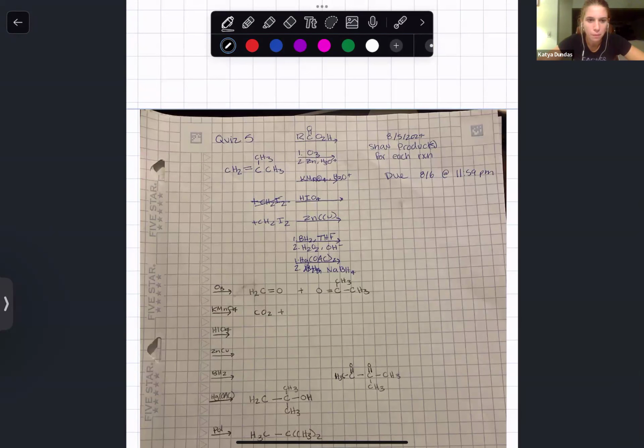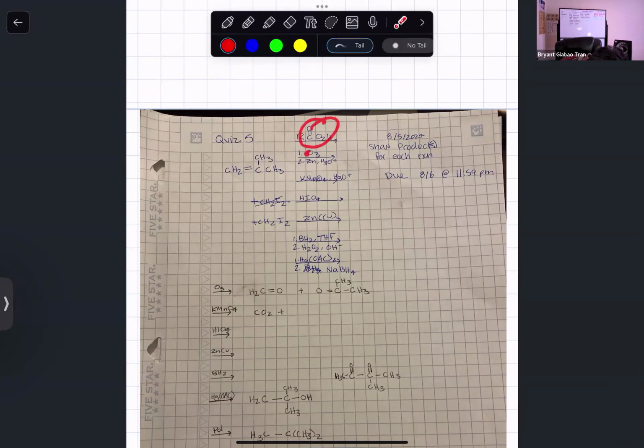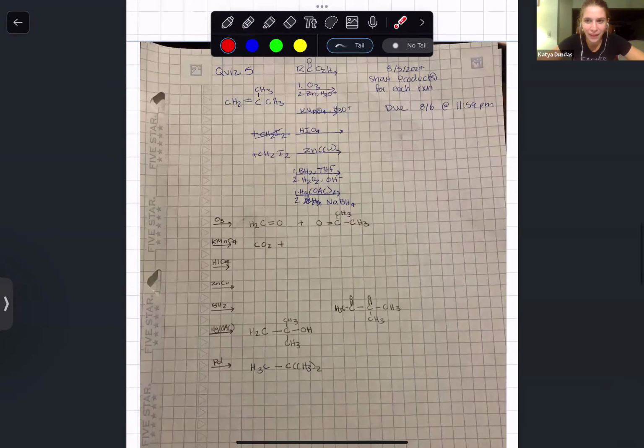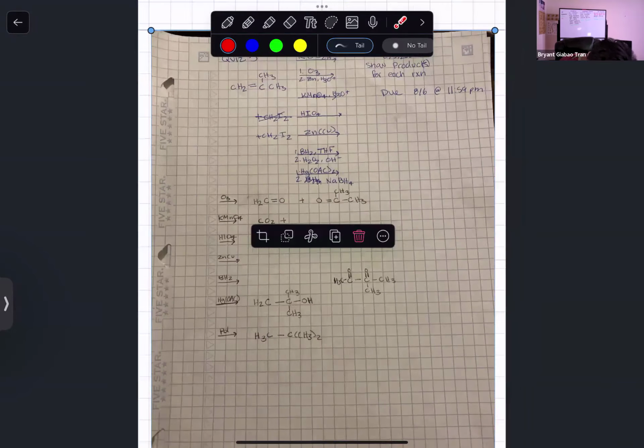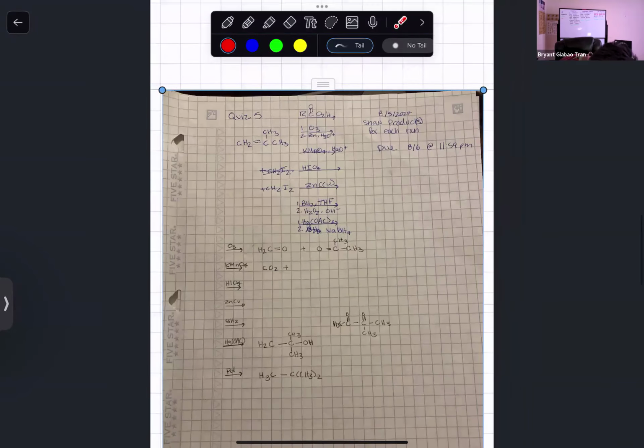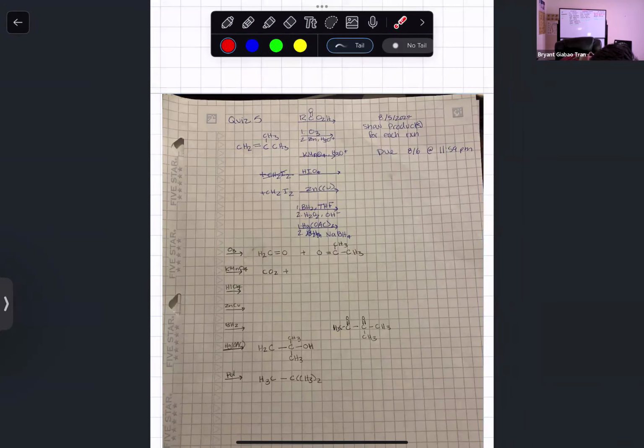Baeyer-Villiger reaction, ozonolysis, permanganate, hydroiodic, zinc, copper, oxidation, mercury. Okay, let's do it like this. 1, 2, 3, 4, 5, 6, 7.